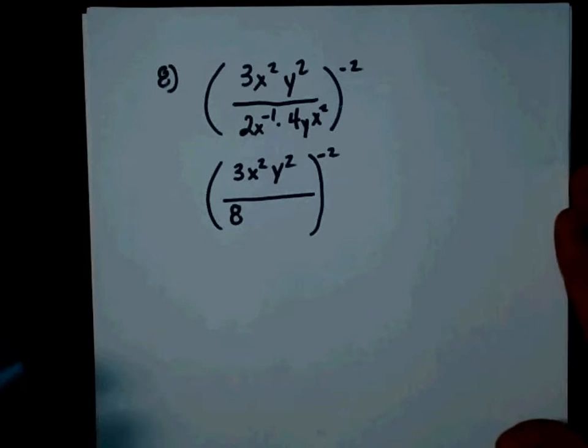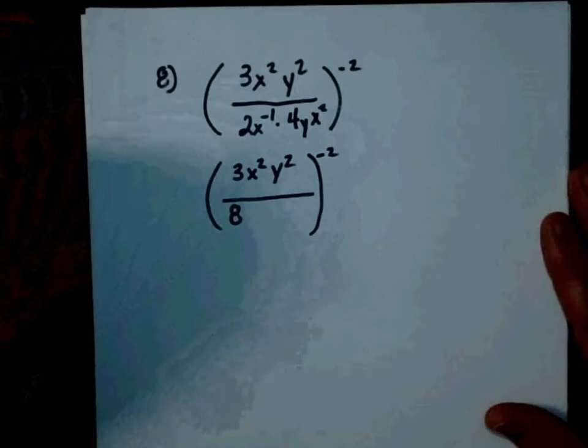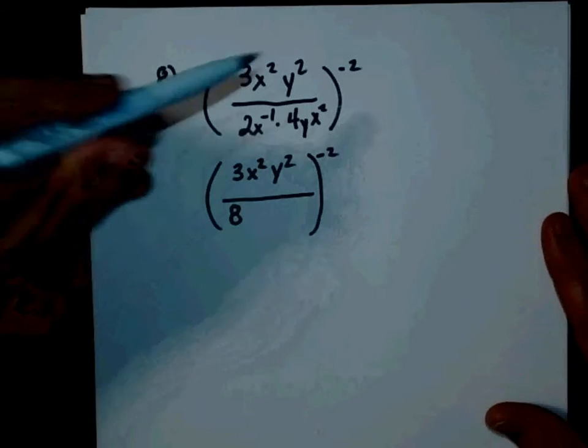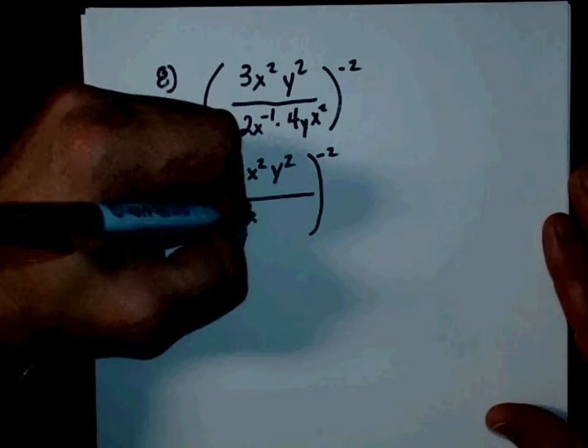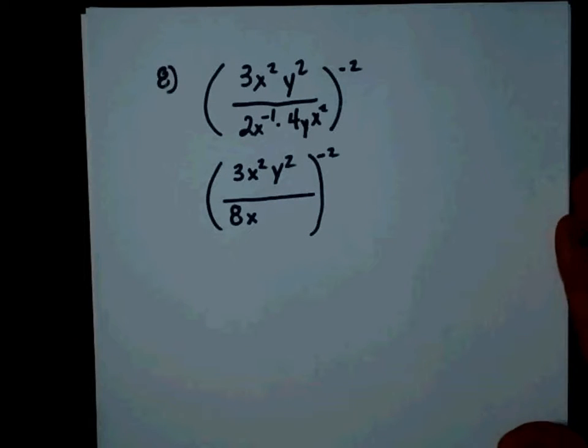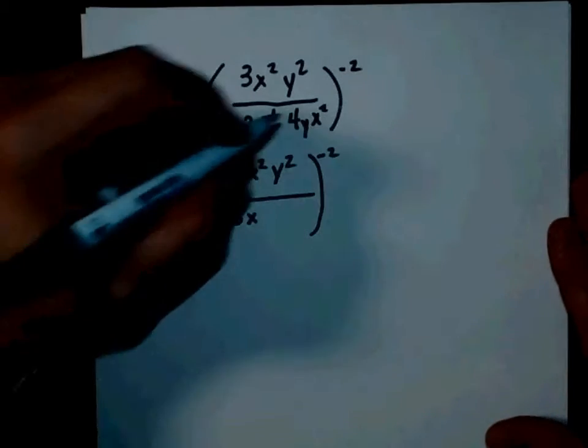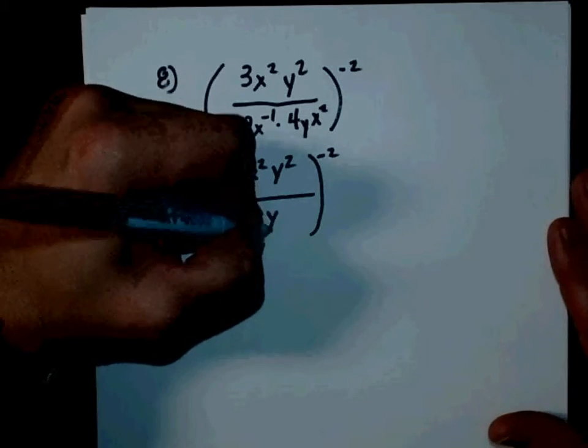And so now about the x's. Here's an x and there's an x. Negative 1 plus 2 is 1. So that's x to the power of 1. Now my negatives took care of itself. The y's have nothing to multiply to, and so there it is.